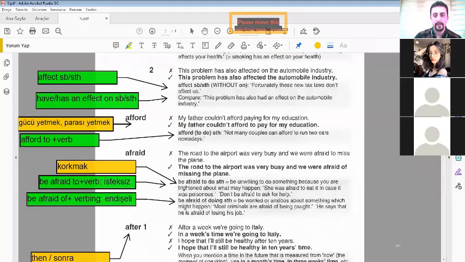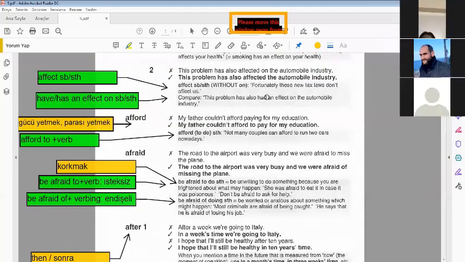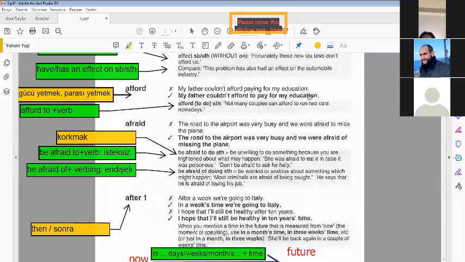So we remember. Who can read this part? I can read. Yes, madam, please. Yes, my name is Fulya. My father couldn't afford to pay for my education.